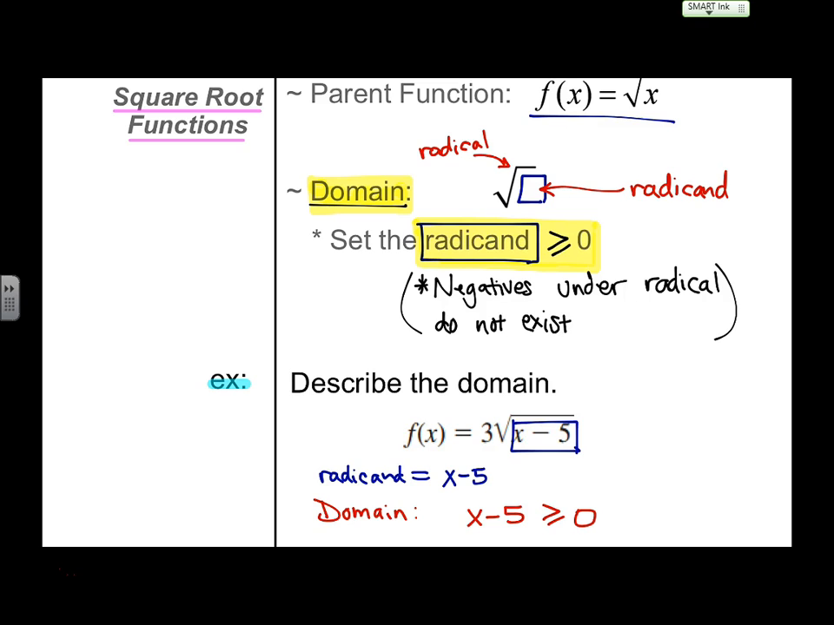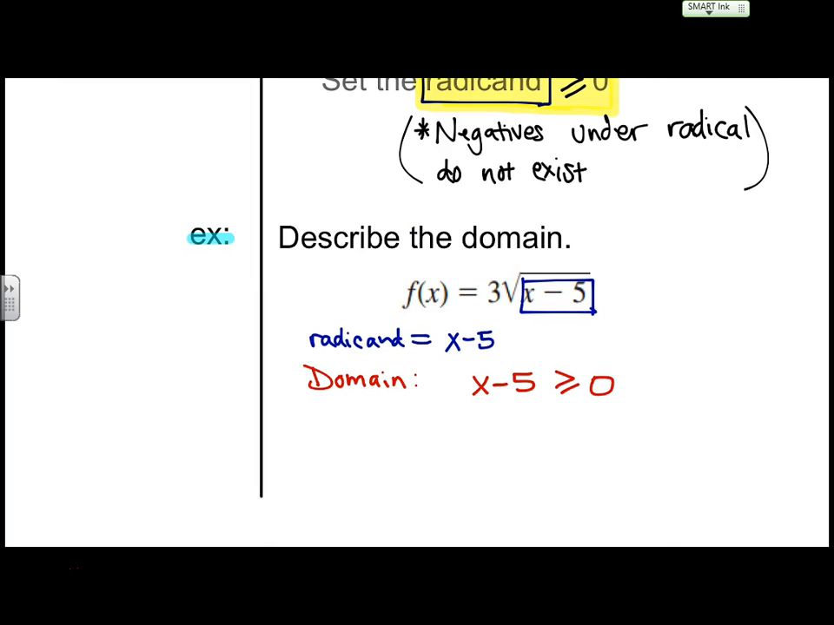It's as easy as that. Take the radicand, set it greater than or equal to 0. Now we're not done, because we have to get x alone, but we have it set up and ready to go. Some of you have already started to solve this. Radicand greater than or equal to 0. Then we use some algebra to get x alone, so we add 5 to both sides. x is greater than or equal to 5.